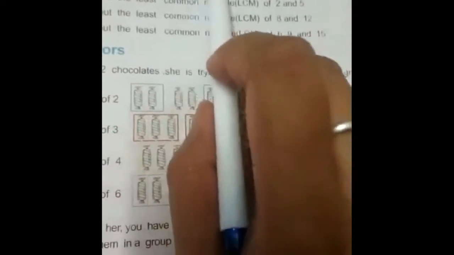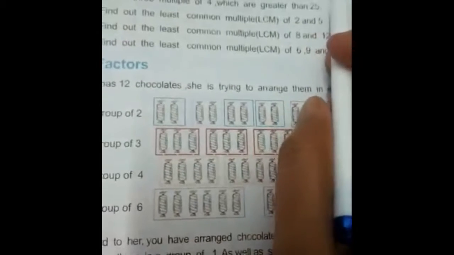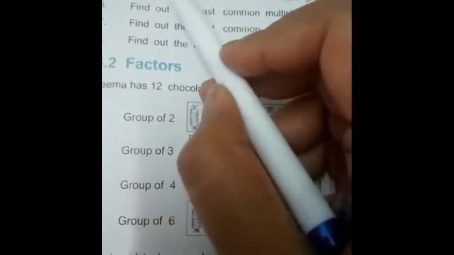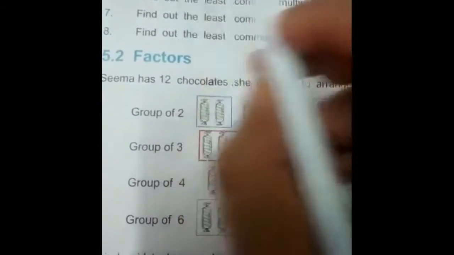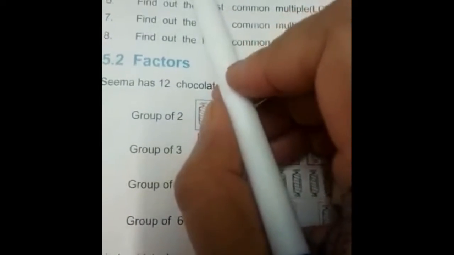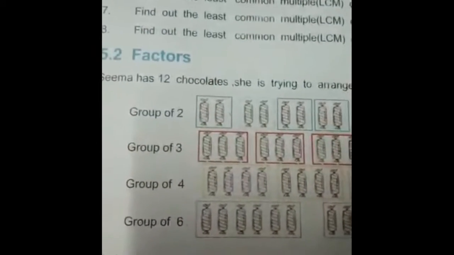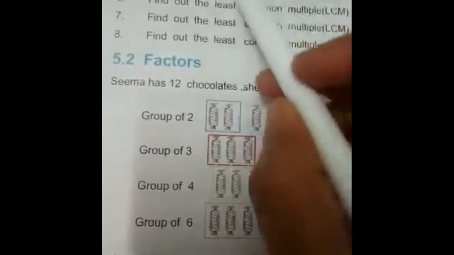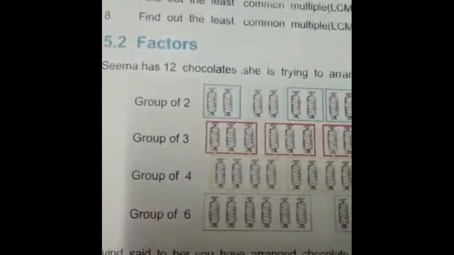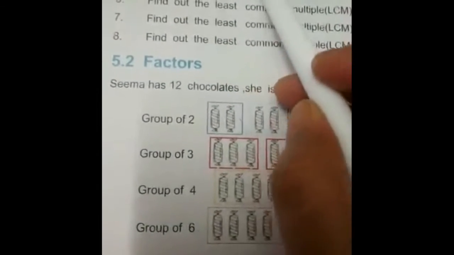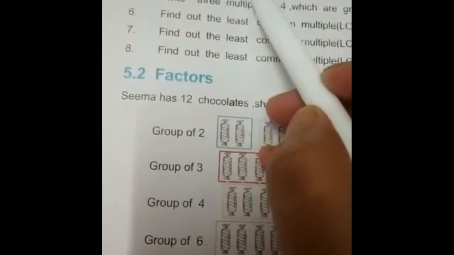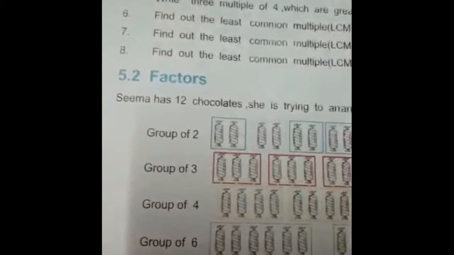Tick those numbers which are common multiples of 3 and 4. 6 will come in the 3 table, yes, but in the 4 table it will not come. 12 will come in the 3 table as well as the 4 table. 15 will come in the 3 table but not in the 4 table. And 18 will come in the 3 table but not in the 4 table. 24 will come in both the 3 and 4 tables. And 30 will come in the 3 table but not in the 4 table. So the answer is 12 and 24. These are the common multiples which will come in the 3 and 4 tables.